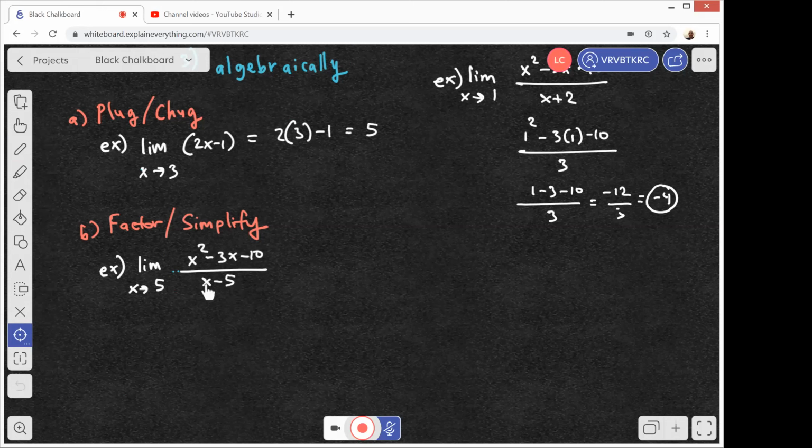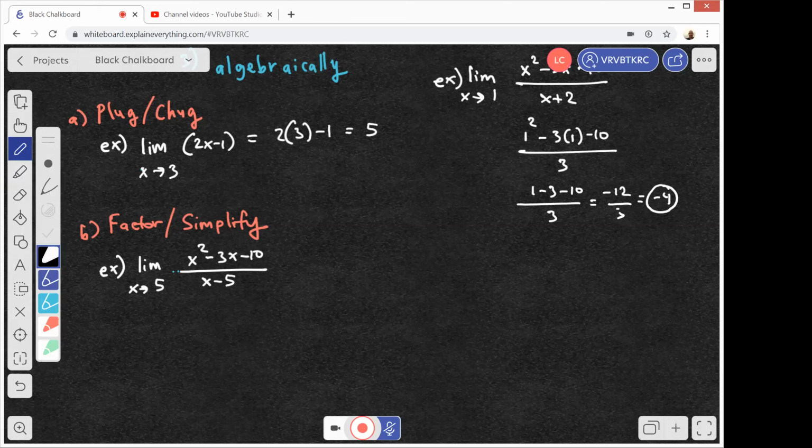So the question is, how do you handle those types of problems where you have an undefined function? And the way to handle that is to factor the problem. So whenever you're doing plug and chug, you have a fraction and this denominator turns into 0, you have to breathe a little bit, just relax and be like, okay, how else could I solve this? And that's part B. Factor the problem, simplify it out. So let's see if we could factor this out.